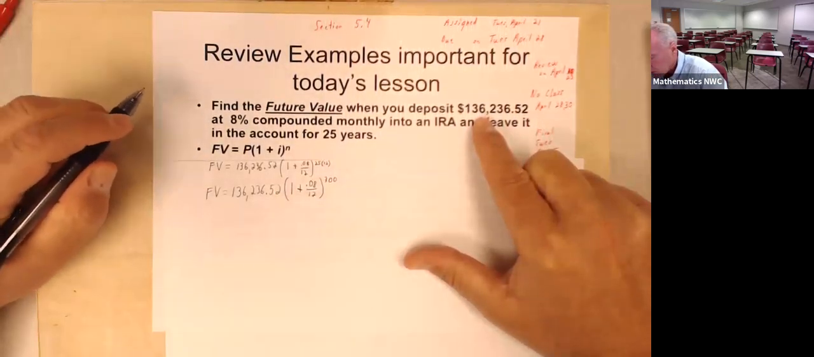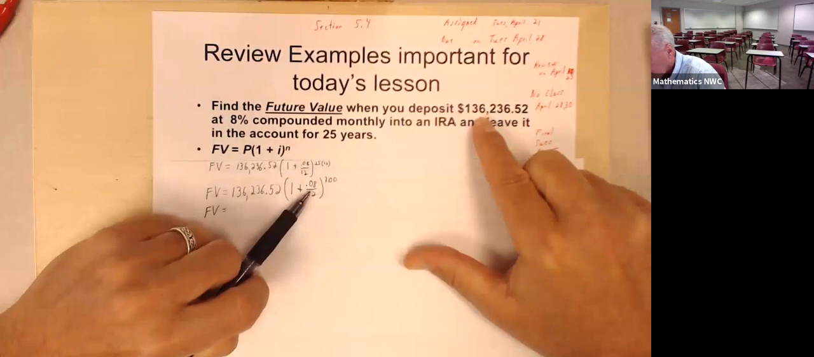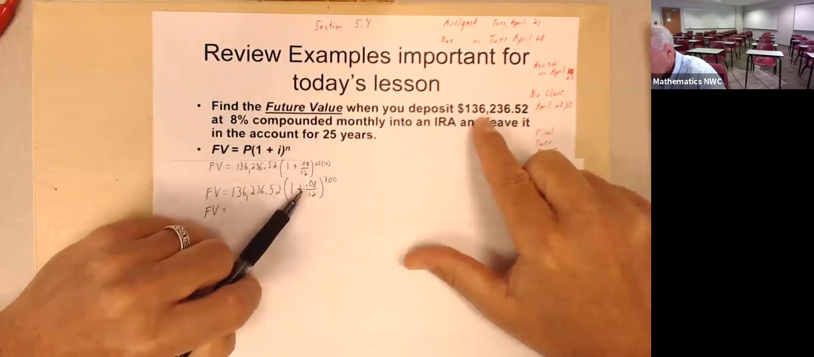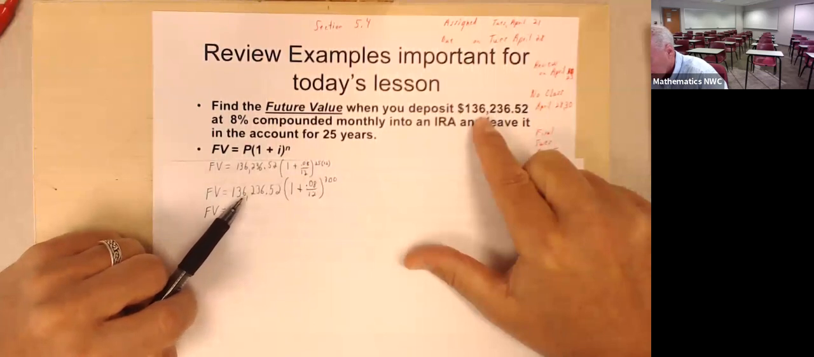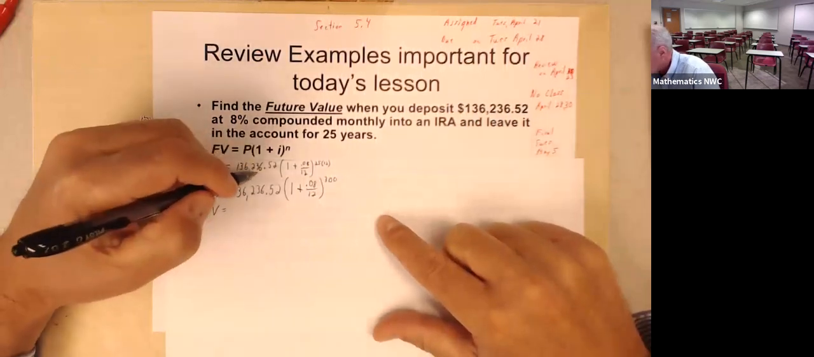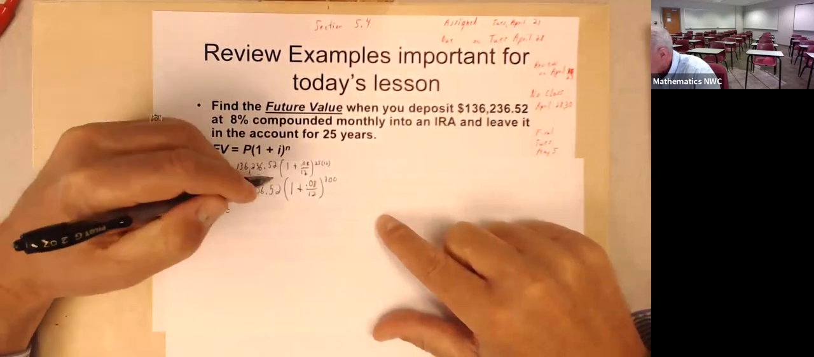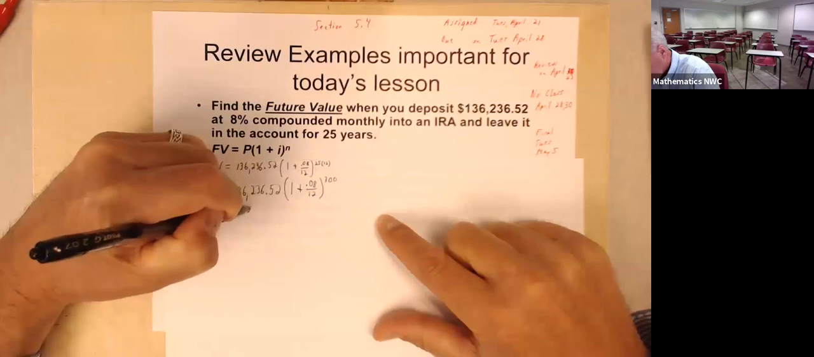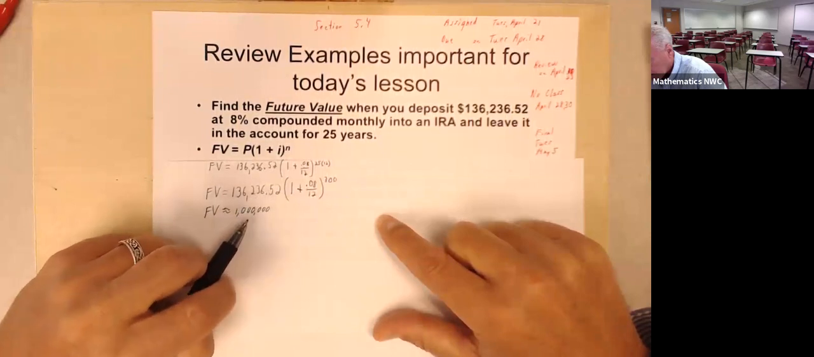You would then use your calculator to find this. You would take 0.08 divided by 12, enter, plus 1, enter, exponent 300, enter, times 136,236.52. When you do that, you will get very close to the future value, approximately equal to $1 million. I chose this one-time lump sum so that it would, in fact, produce about $1 million.